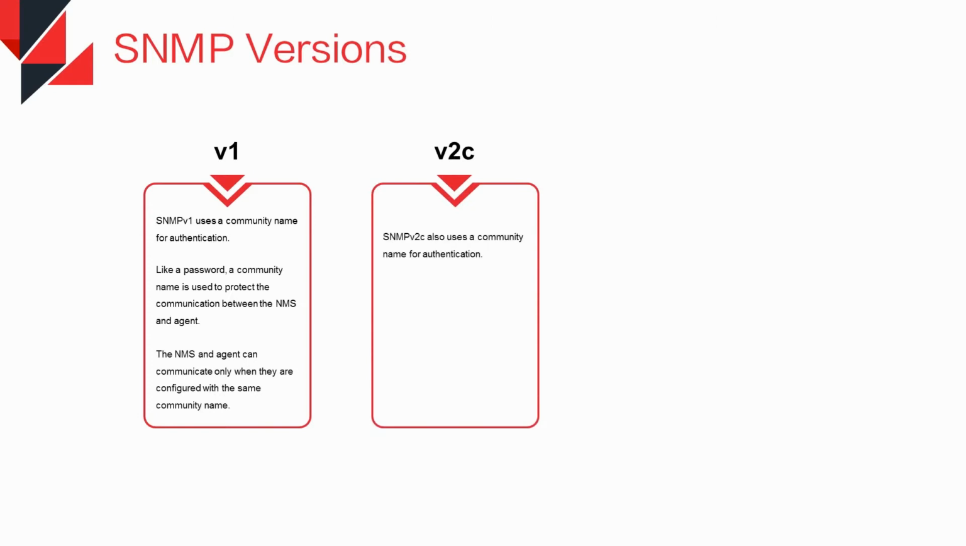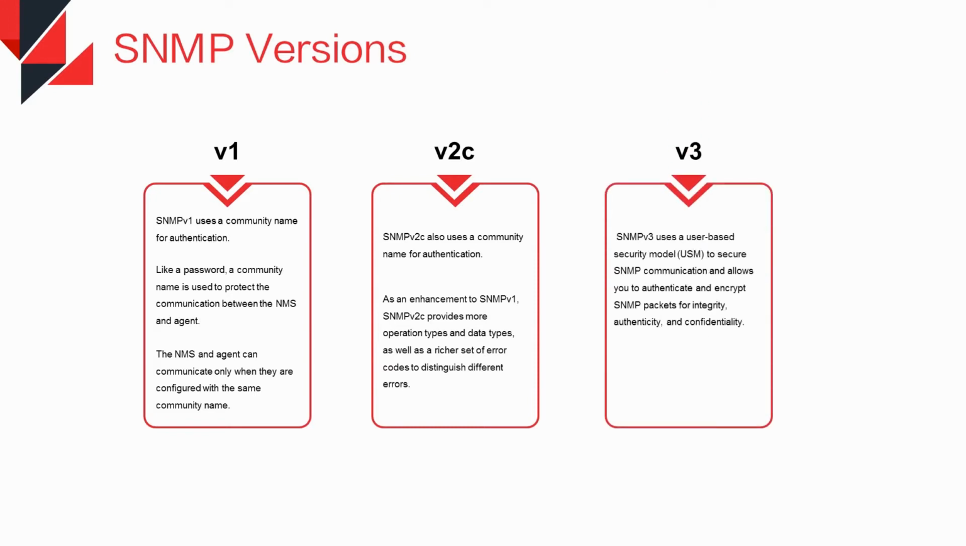SNMP v2c also uses a community name for authentication. As an enhancement to SNMP v1, SNMP v2c provides more operation types and data types, as well as a richer set of error codes to distinguish different errors. SNMP v3 uses a user-based security model, or USM, to secure SNMP communication and allows you to authenticate and encrypt SNMP packets for integrity, authenticity, and confidentiality.